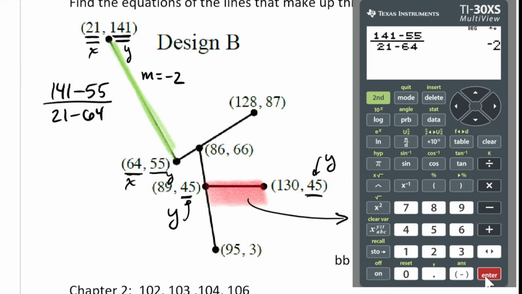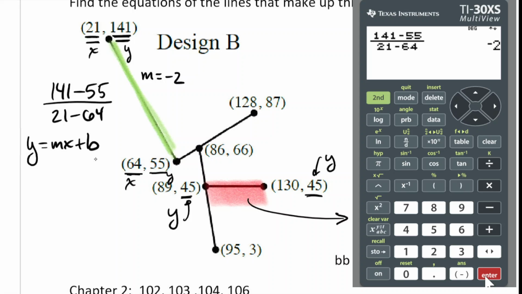And we know that all lines can be written in the form y equals mx plus b, with the exception of vertical lines. This is clearly not a vertical line because I can see that my x's are different. One x is 21 and the other is 64. So this is certainly true for all lines except for vertical lines.